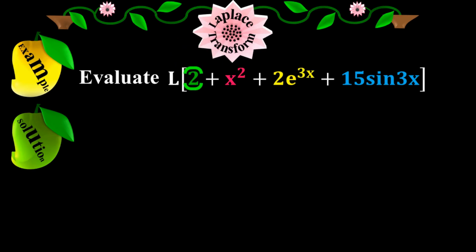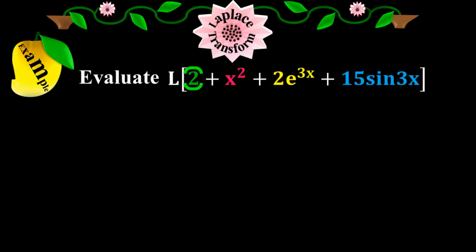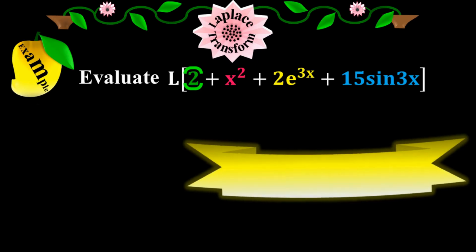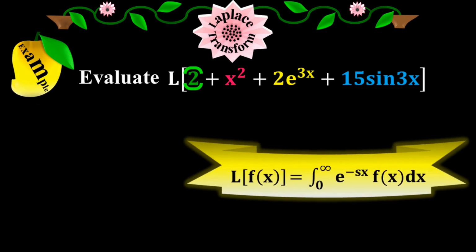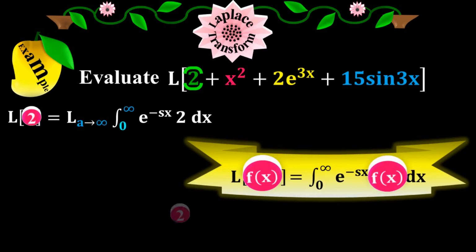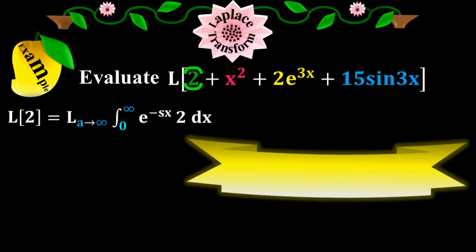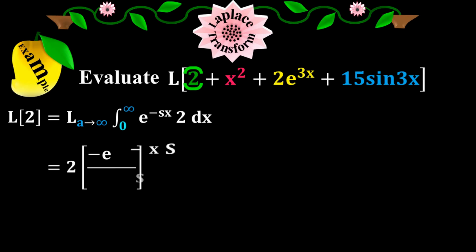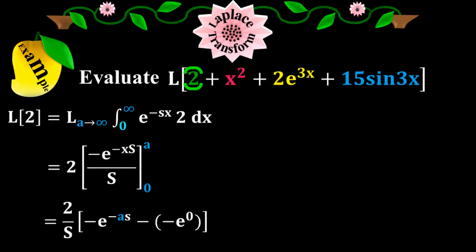Solution. I'm going to find the Laplace of the subfunctions one by one. Let me take the first, the constant 2. I can find it from the formula of the Laplace, which is Laplace of f of x equals the integral of e to the minus sx times f of x dx. I just substitute the value of f of x, 2, here. Found the integration, which equals minus e to the minus xs over s. Put the limits 0 and a and take 2 over s out of the equation. Limit a is actually infinity, because when you look at the above equation, a approaches infinity.